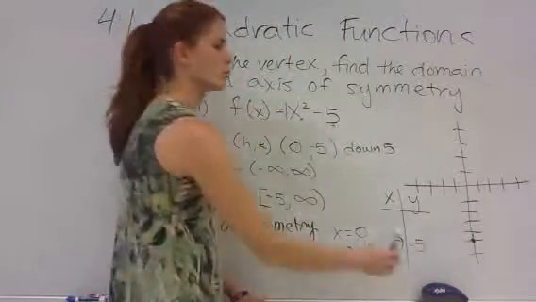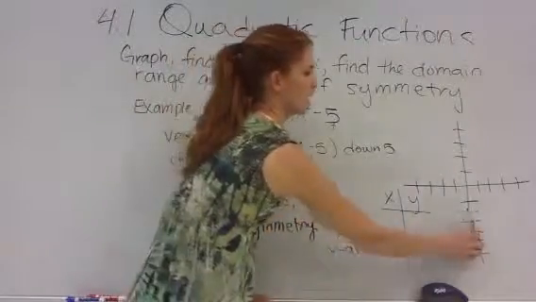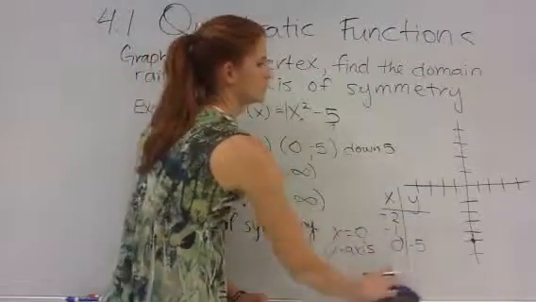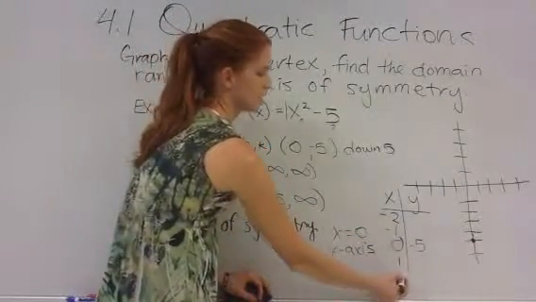So I want to plug in more values that are to the left of 0 and then to the right of 0. So I want to plug in negative 1 and negative 2. Then I also want to plug in positive 1 and positive 2.